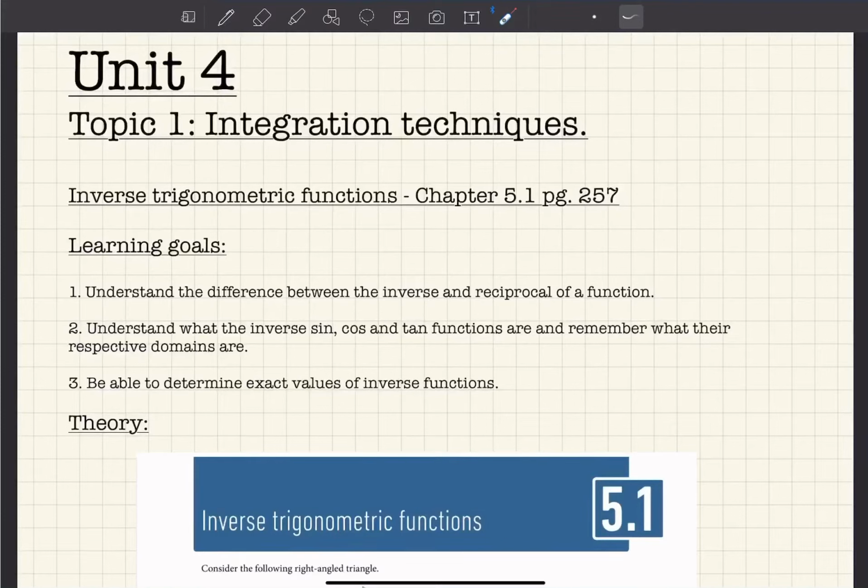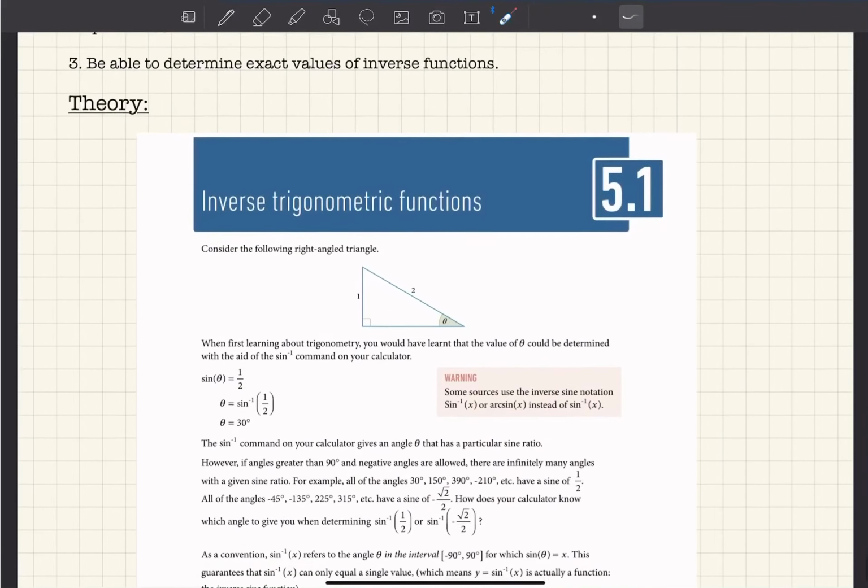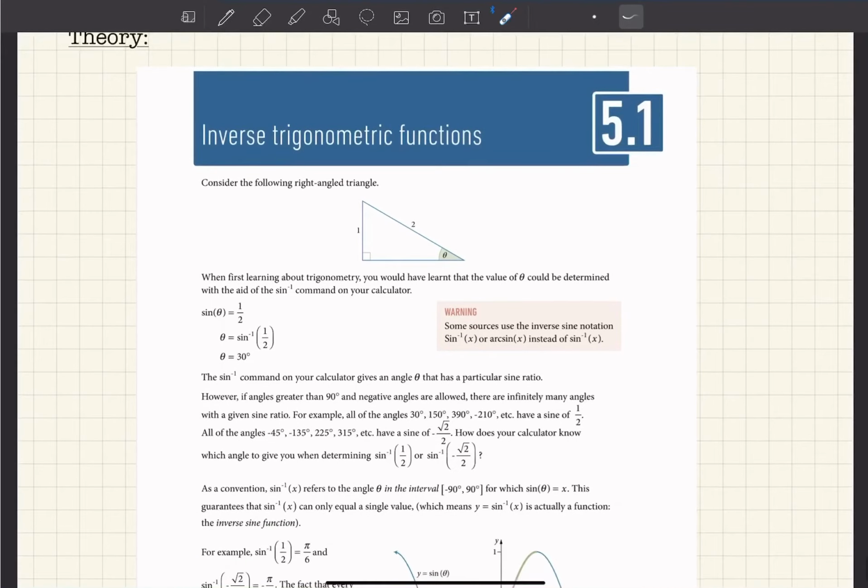The learning goals today: understand the difference between the inverse and the reciprocal of a function. To understand what the inverse sine, cos, and tan functions are, and find a way to remember their respective domains under exam conditions. And lastly, be able to determine the exact values of the inverse functions.